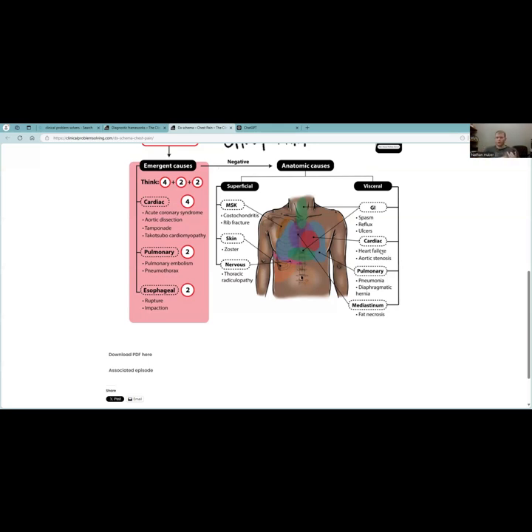So the things that are not goal-directed medical therapy are digoxin, diuretics, and nitrites. Those are all just symptomatic management. So that's something to keep in mind.